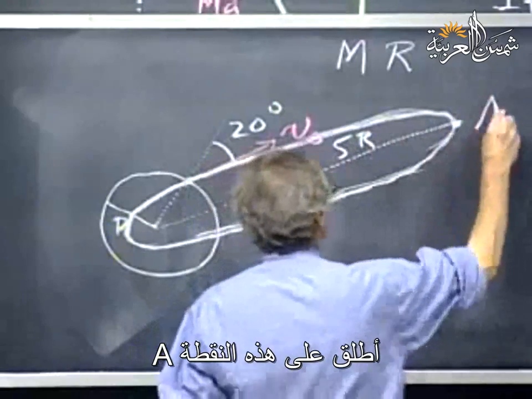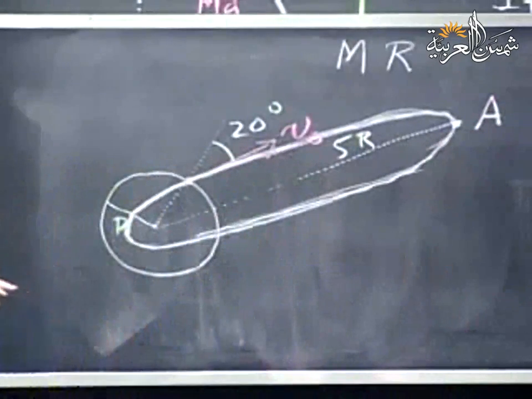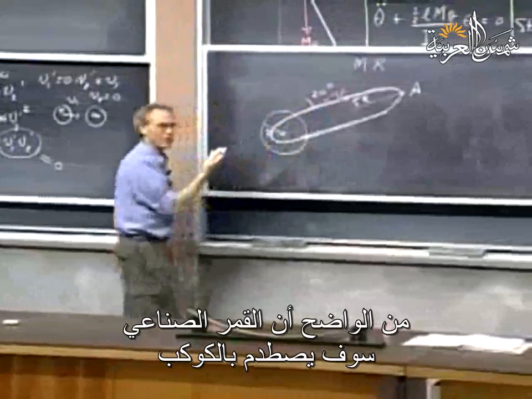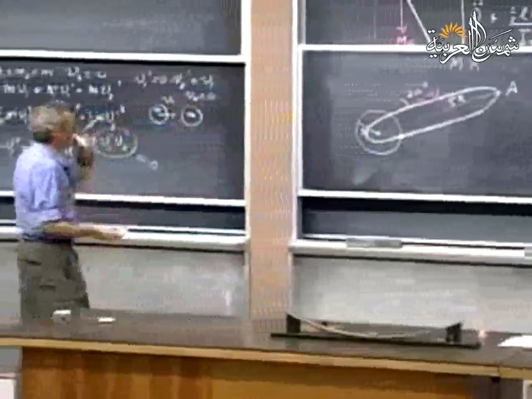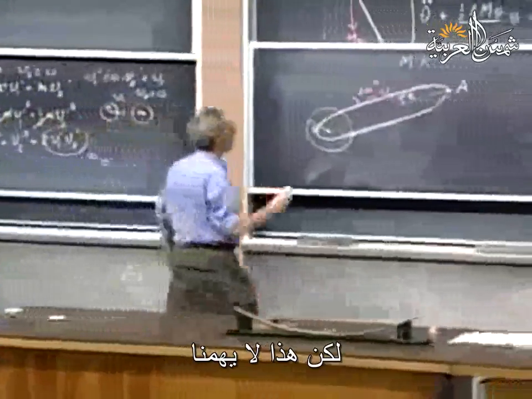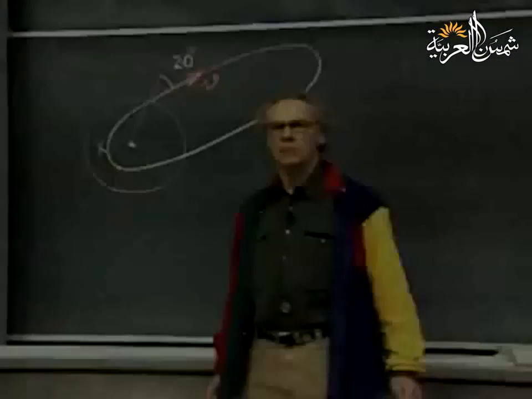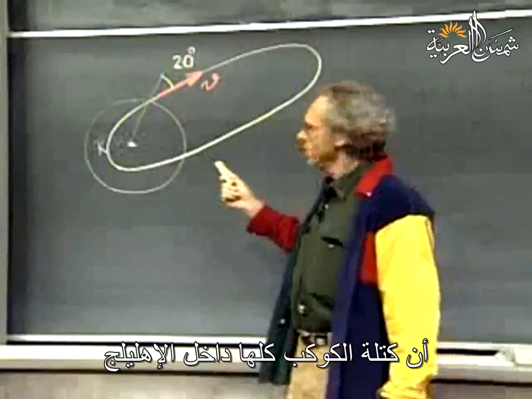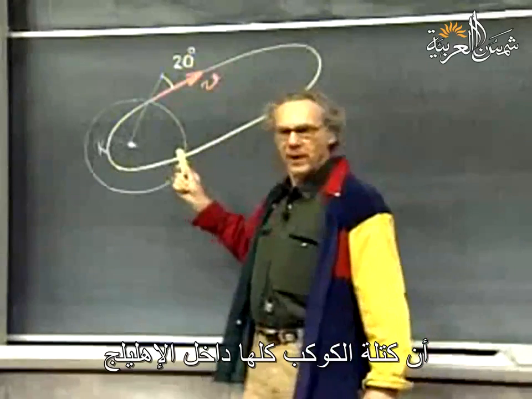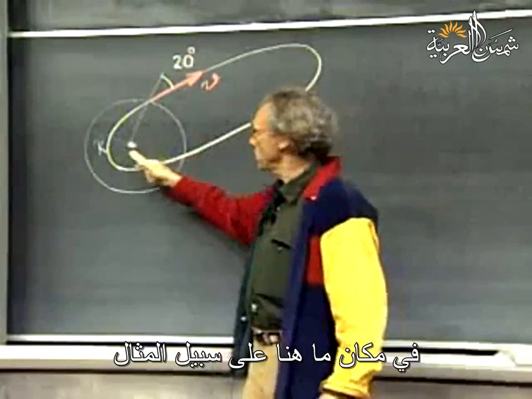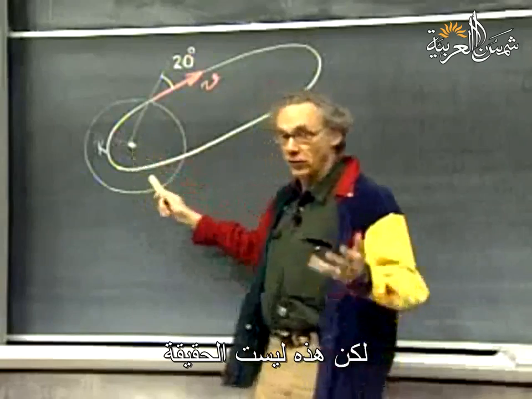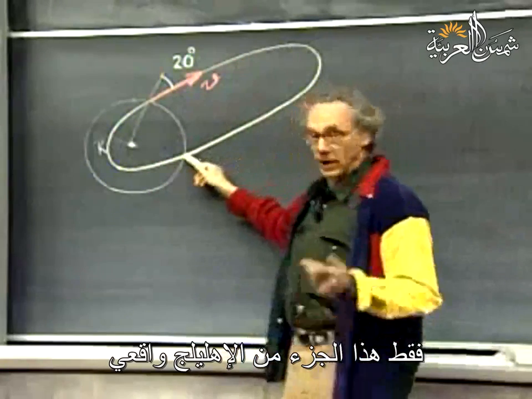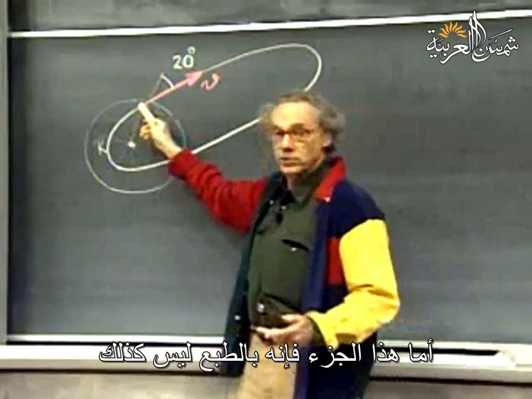I call this point A. That's the point that is farthest away from the center. It's clear that the satellite will crash back onto the planet. But that's no concern to us. When I draw this ellipse, I made the assumption that all the mass of the planet was inside the ellipse, for instance, somewhere here. Now, that is not the case. So only this part of the ellipse is realistic, and this part, of course, is not.